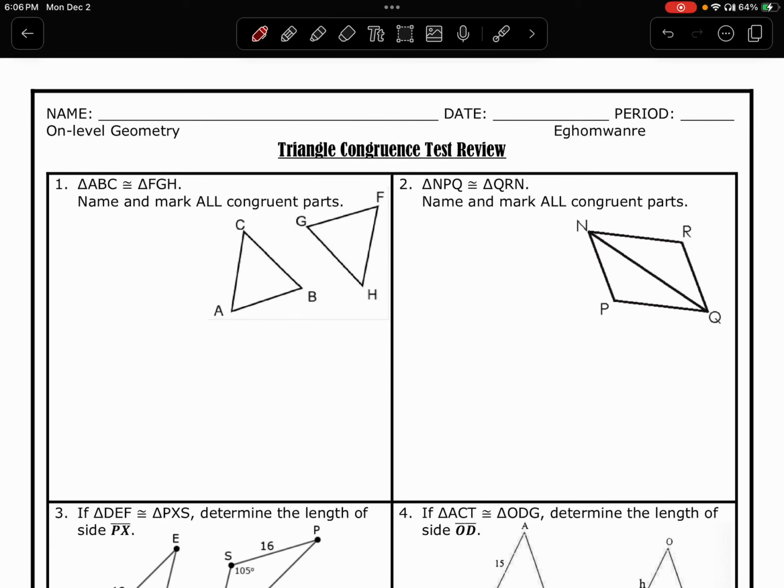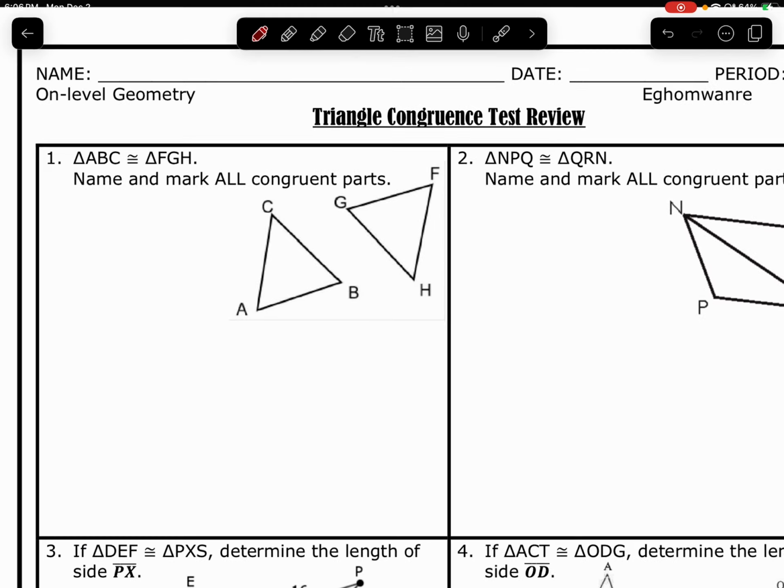All right, we got the triangle congruence test review. Let's get into it.